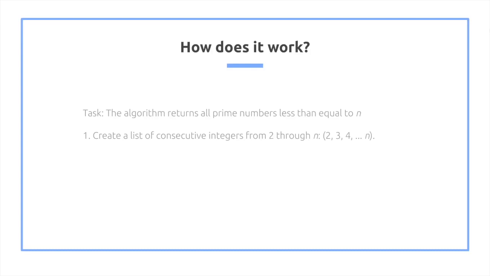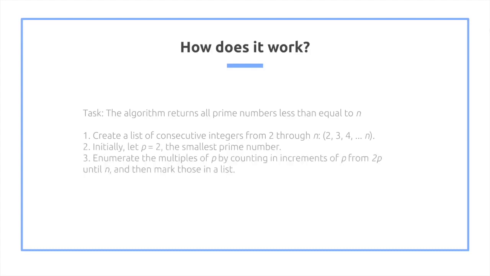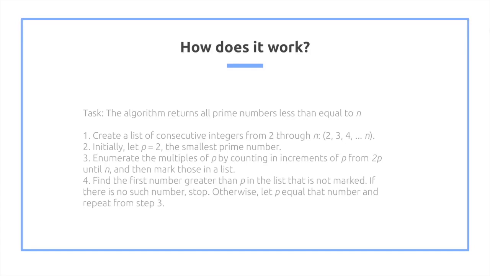This allows us to return all the prime numbers less than or equal to n. It works by creating a list of consecutive integers from 2 through n. Then we begin with p equals 2, the smallest prime number. We eliminate the multiples of p by counting in increments of p, starting from 2p until we hit n, and mark those in the list. If we find the first number greater than p in the list that is not yet marked, then we let p equal that number and repeat from step 3. Otherwise, we stop. All the numbers not yet marked are denoted as prime below n.